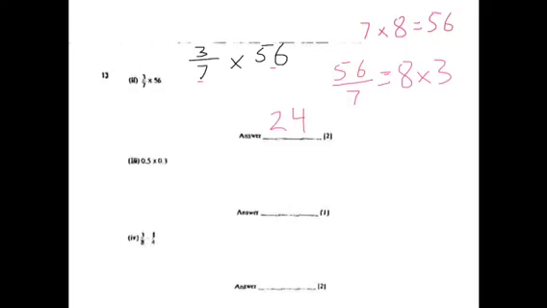We have here then 0.5 times 0.3. Well, 5 times 3 is 15, and there are two numbers the other side of the decimal point. So the answer is 0.15.